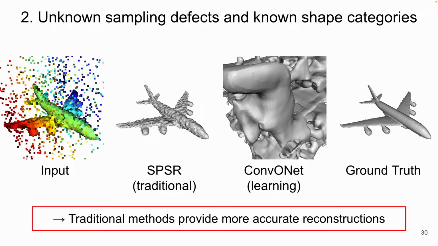Now for this next experiment, we keep the same trained models, but we test them on point clouds with a higher density and with 10% added outliers. And as you can see, the traditional screened Poisson surface reconstruction can deal much better with this domain shift. So also for this method, we did not change any of the parameters, and the learning-based method does not reconstruct a usable surface here, even though it has seen airplanes before, but not from such point clouds.